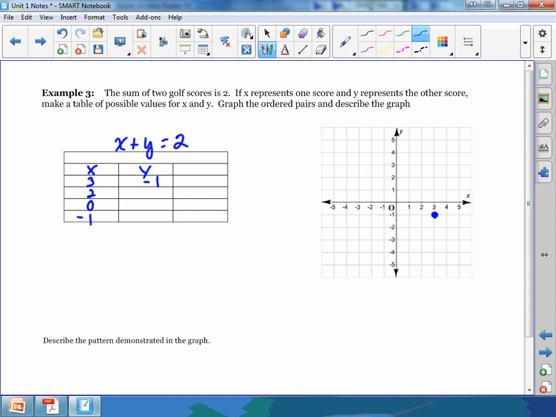What would the Y be if X is 2? Olivia? 0. Victor? 2. And X is -1. Y would have to be what? Ella? 3.